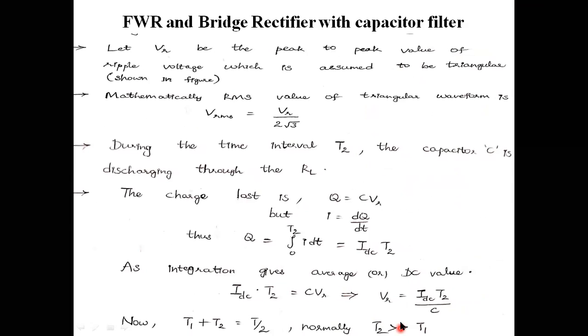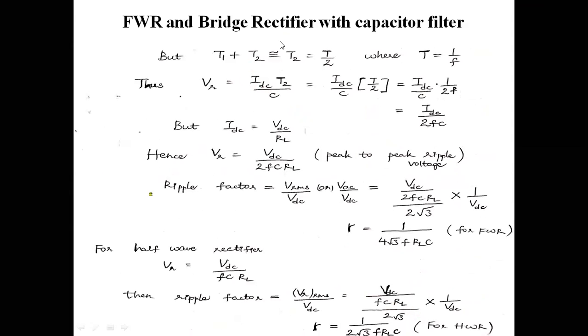Normally the discharging time T2 is very much greater than the charging time. So T1 plus T2 is approximately equal to the discharging time, which is very much greater. Therefore, I am approximating that T2 is equal to T by 2. We know that T is equal to 1 by f, the time period formula. Time period is the reciprocal of frequency.